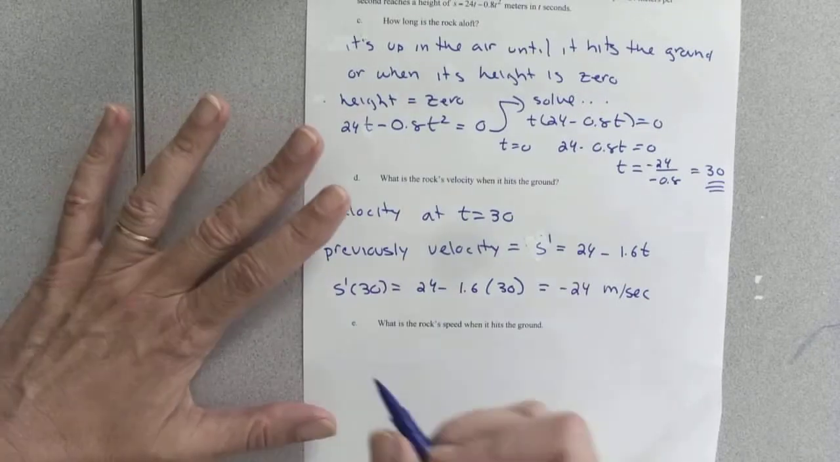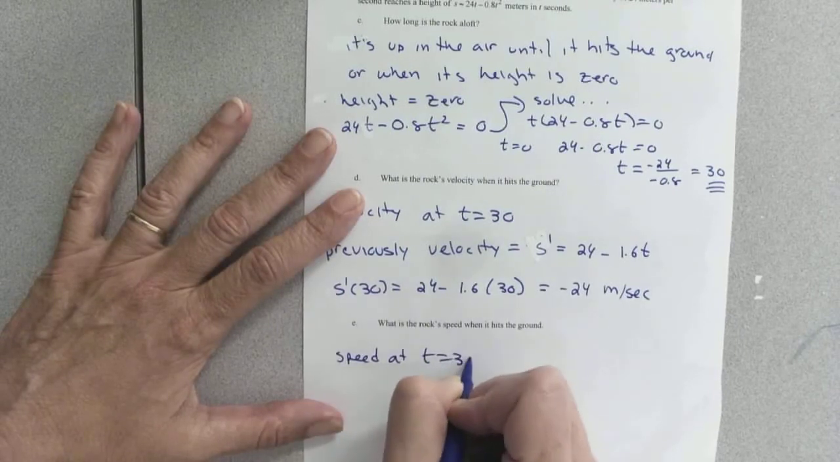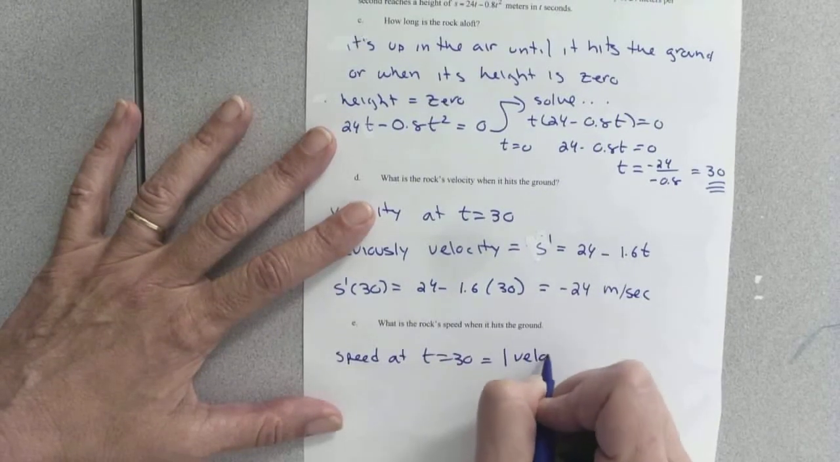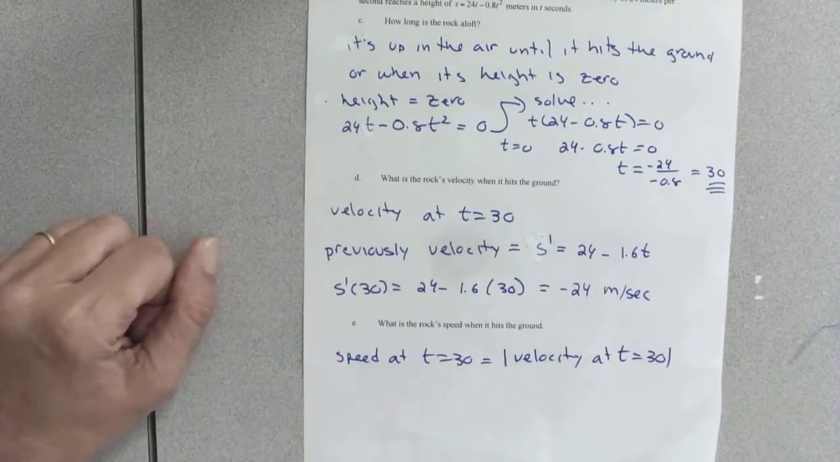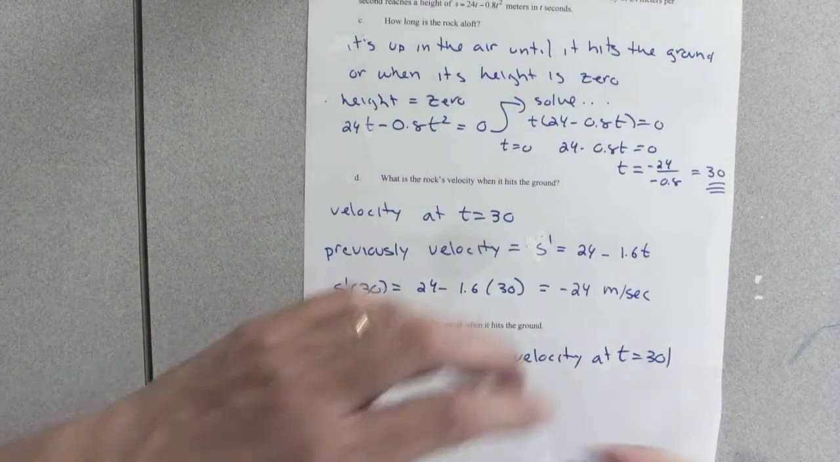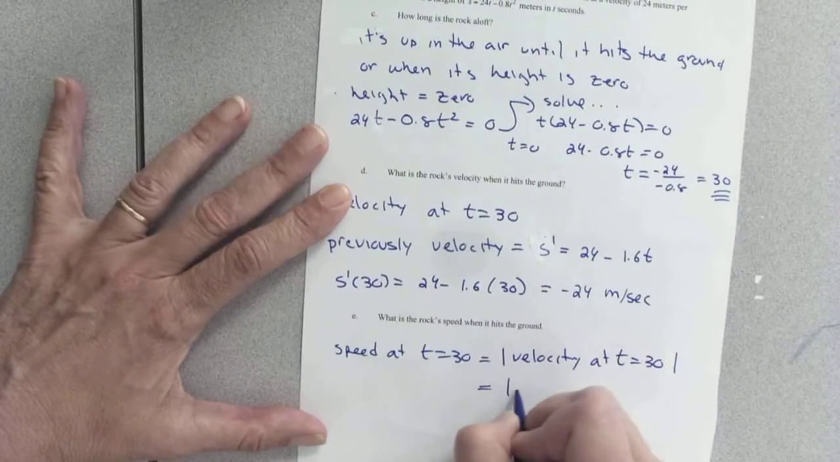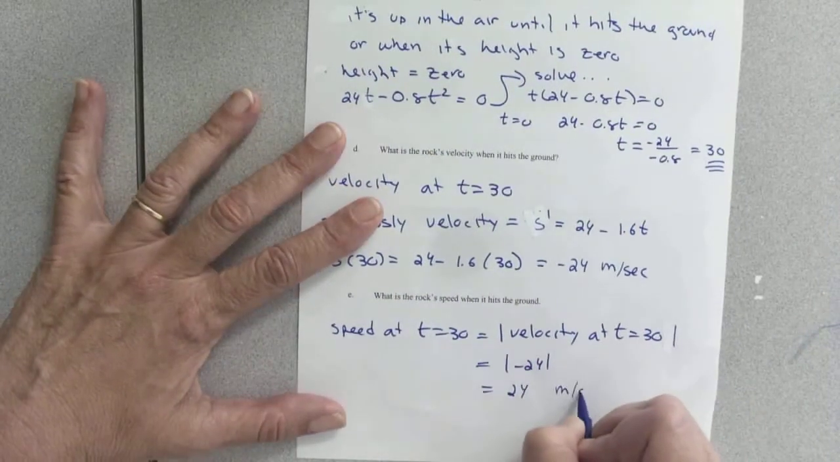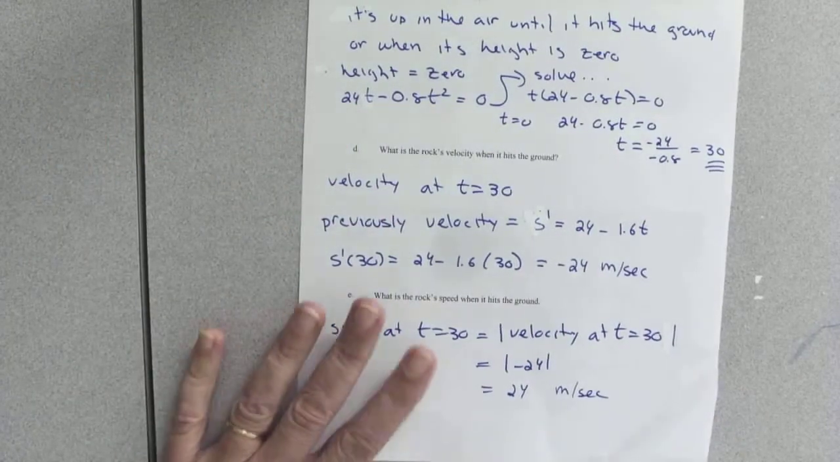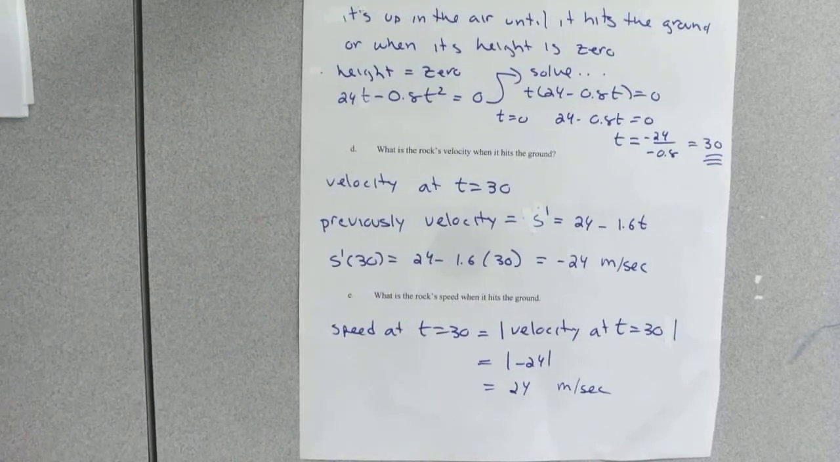And the last thing, speed when it hits the ground. Speed at t equals 30 would be the absolute value of the velocity at t equals 30. That's the absolute value of negative 24, or 24, and that'd be meters per second. And that's all we're doing in this section. So this is the end of this section and the end of this lecture.